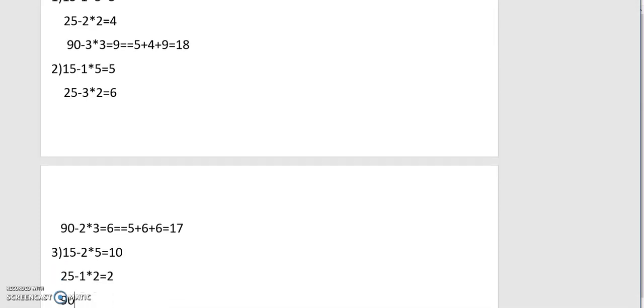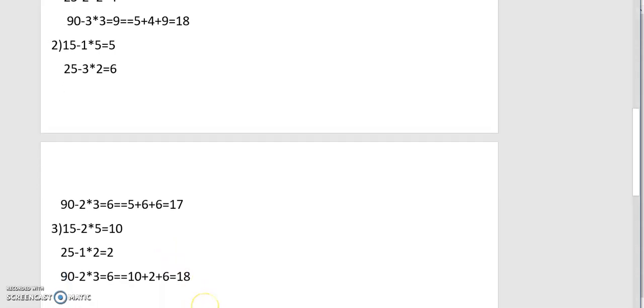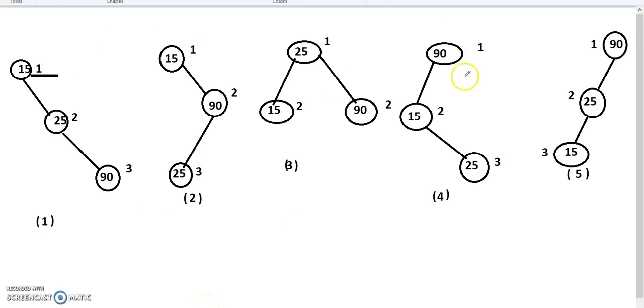Next 90, how many comparisons do we have? 2 into 3 equal to 6. Then the whole value is 10 plus 2 plus 6. The whole value is 18. Okay, for the third tree we have got 18. Next we will see the fourth one.